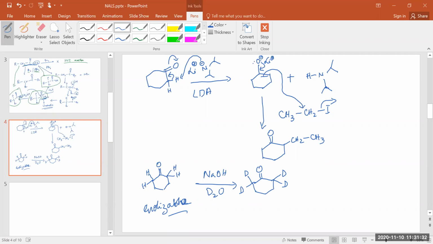Okay. So keep in mind that this is the deuterium, this is the enol formation, and then via keto-enol tautomerism, all the hydrogens will be replaced by deuterium.